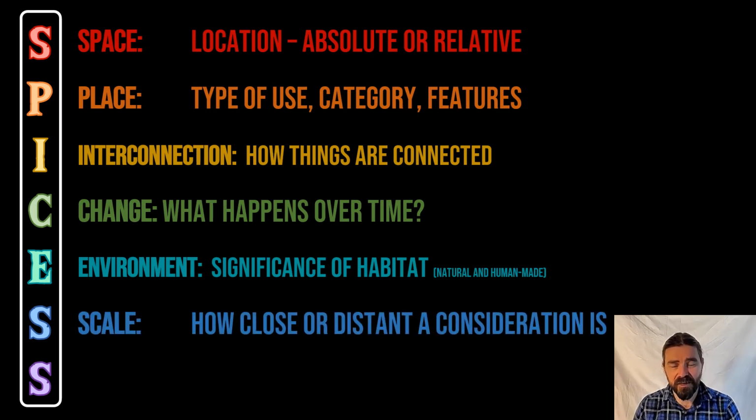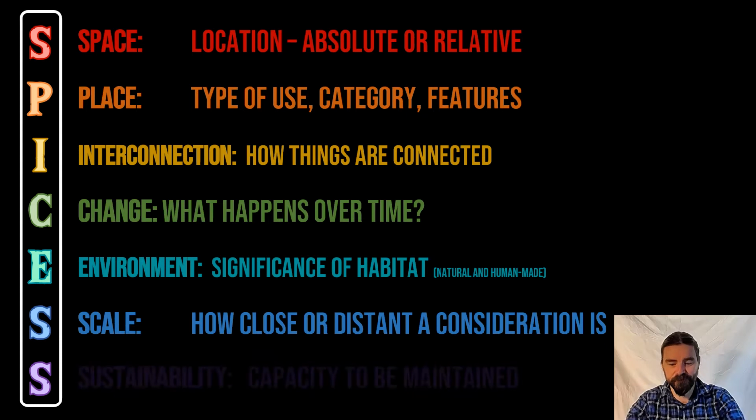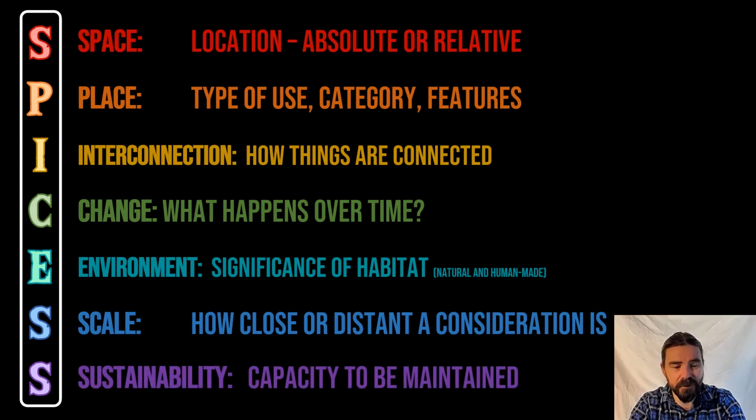Scale is how close or distant a consideration is. So when you think about something at the really close-up scale, like just one suburb, is probably quite different to thinking about it at the national, the international scale. And sustainability is our last S, and that is the capacity to be maintained. So something is sustainable if you can keep doing it into the future. Sustainability doesn't just apply to environmental stuff, although that's its most common use. Sustainability can be about anything.